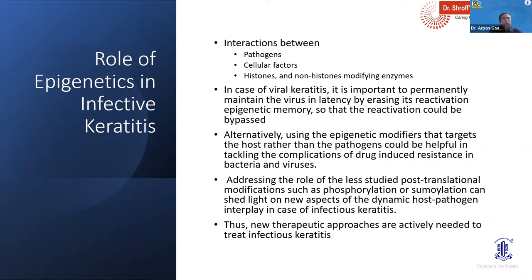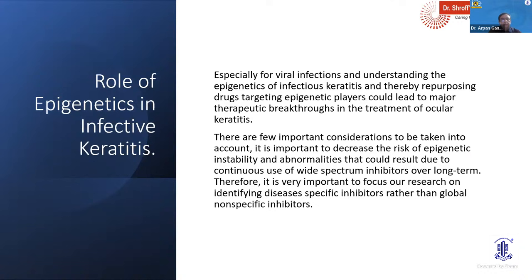Briefly, the role of epigenetics in infective keratitis. Interactions between pathogens and cellular factors have been studied in cases of viral keratitis. Also, epigenetic modifiers that target the host offer newer therapeutic approaches to treat infectious keratitis. It's especially useful for viral infections. A few important considerations: it is important to decrease the risk of epigenetic instability and abnormality that could result continuously from wide-spectrum inhibitors over a longer time. It is important to focus our research on identifying specific inhibitors rather than global non-specific inhibitors.